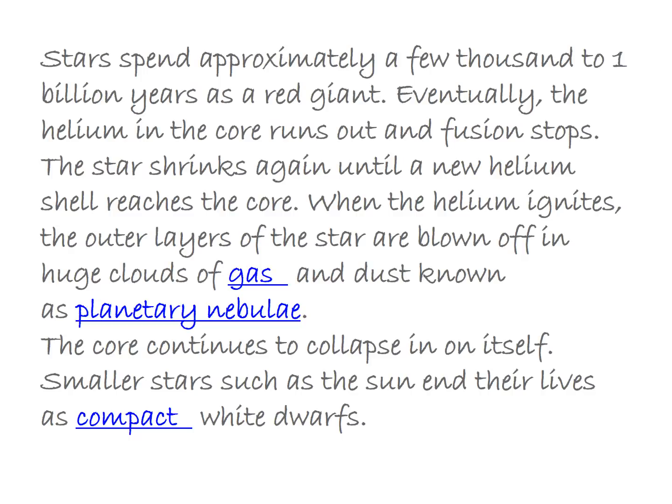Stars spend approximately a few thousand to 1 billion years as a red giant. So even when they start to die, it's not a quick process. It still takes a very long time for a star to die. Eventually, the helium in the core runs out and fusion completely stops. The star will start to shrink again until a new helium shell reaches the core. When the helium ignites, the outer layers of the star are blown off in huge clouds of gas and dust known as planetary nebula. The core will continue to collapse in on itself. Smaller stars, such as the sun, end their lives as compact white dwarfs.